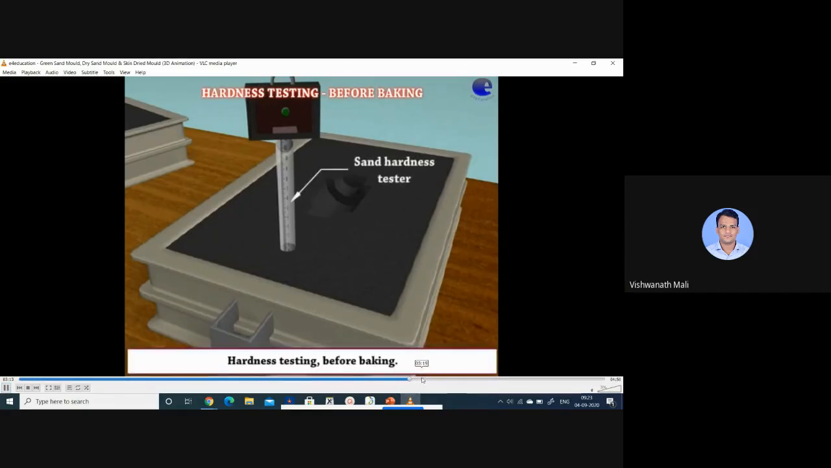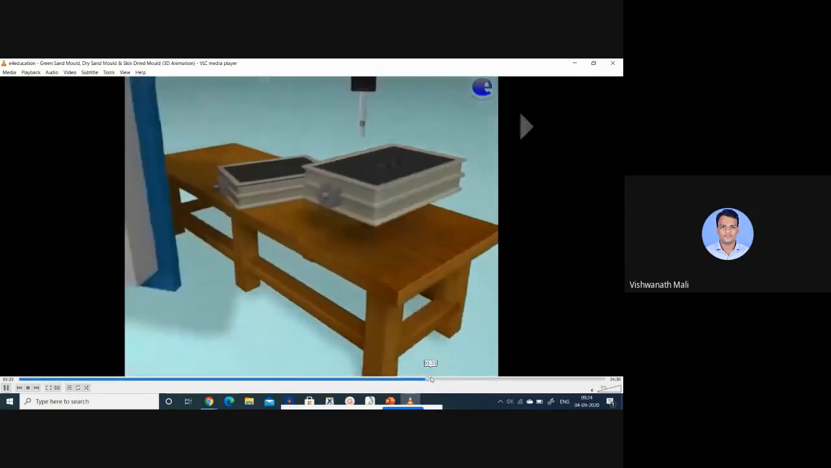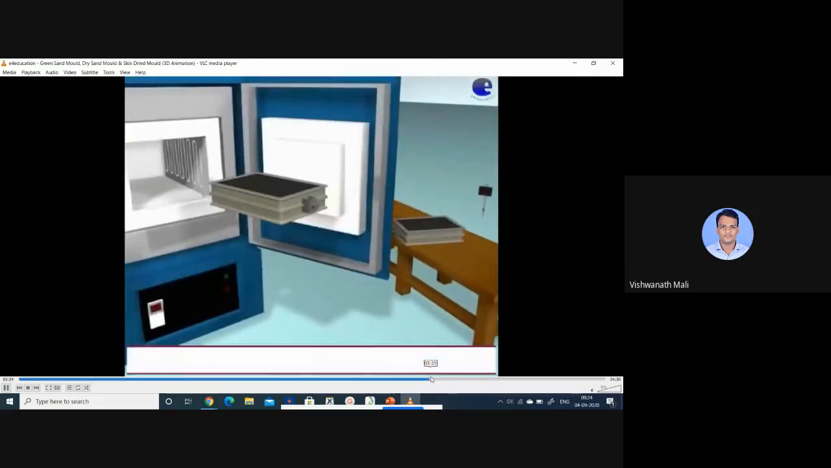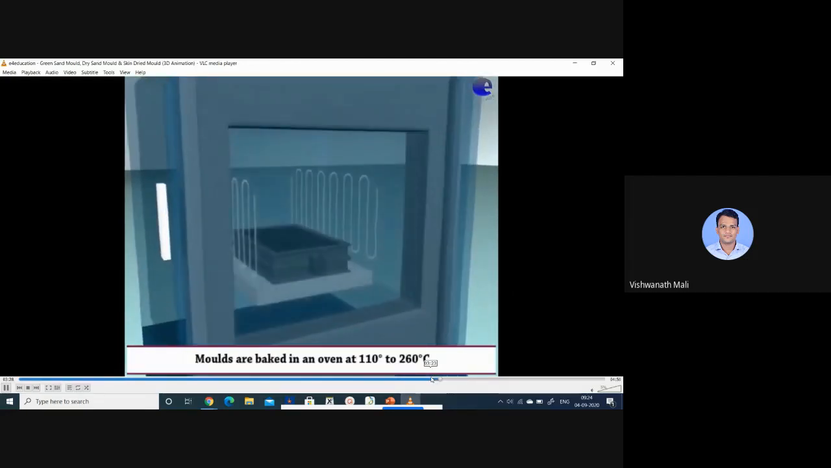Now, if you check the hardness here, what is it showing? It is showing 3.5 on the scale. That part we will see. So before baking, its strength is 3.5. To increase the strength, what are we doing? We are heating it. We are baking the sand with the help of heaters.